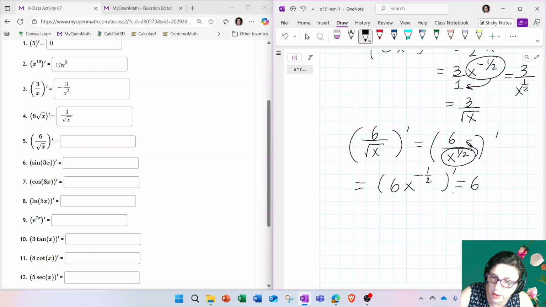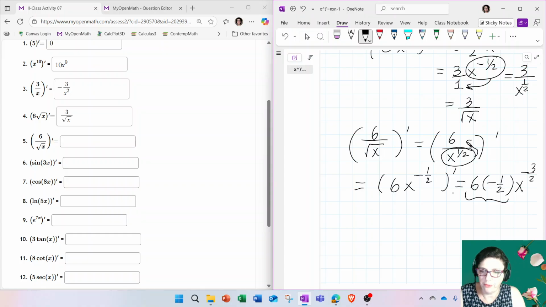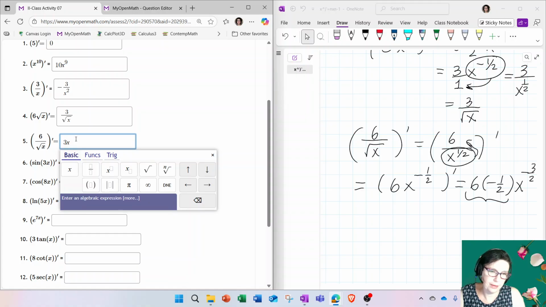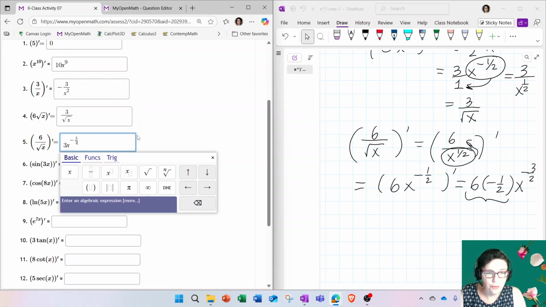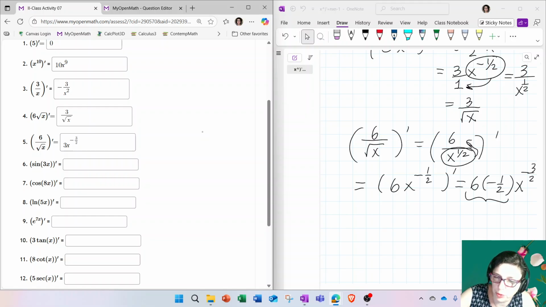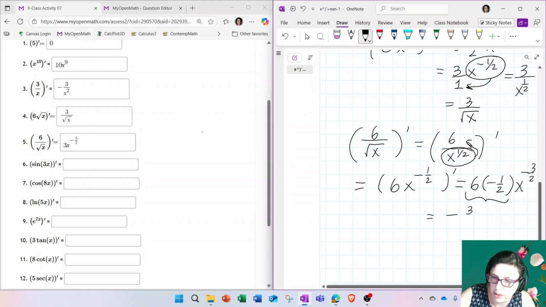Now I'm going to move the -1/2 to the front and reduce the power by 1. So -1/2 subtract 1 would be -3/2. Now you could simplify this part as -3, but the rest you can just leave like that. If you want to, you can also move it to the bottom. So this could be -3 divided by x to the power 3/2.